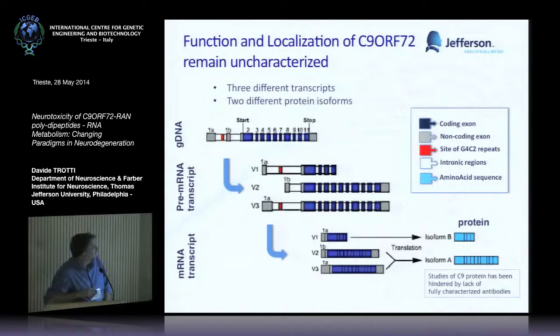So what we know about the function and localization of the C9ORF protein is very little or none. The function and localization remain completely uncharacterized. This is just a background slide to say that we have 3 transcripts that encode up to two isoforms, isoform A, which is the longest one, and isoform B. And I would say that the study on the C9ORF protein has been hampered by the lack of a fully characterized antibody.